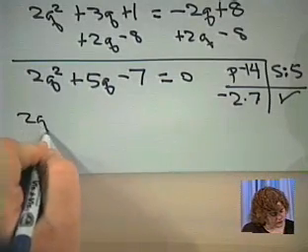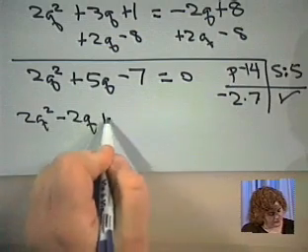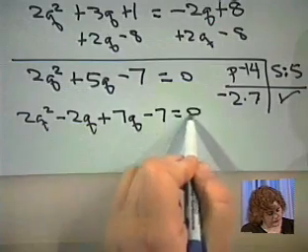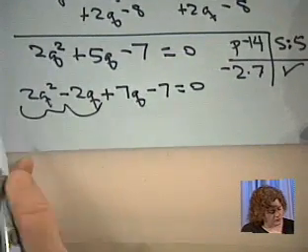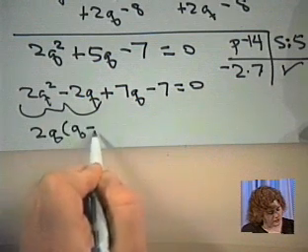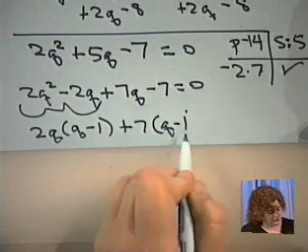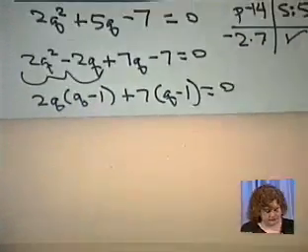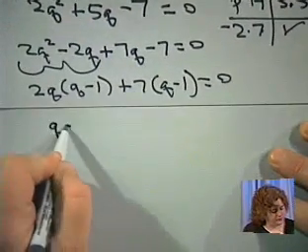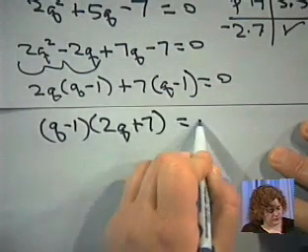And we'll have 2q squared minus 2q plus 7q minus 7 equals 0. Factoring by grouping, we've got a 2q times a q minus 1 plus a 7 times a q minus 1 equals 0. Pulling out the q minus 1, equals 0.